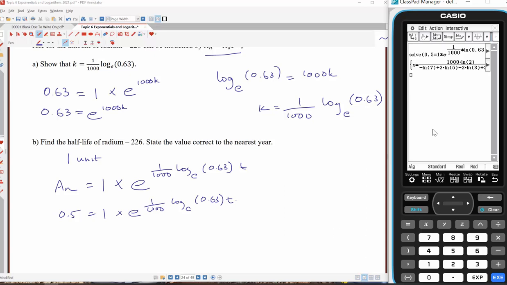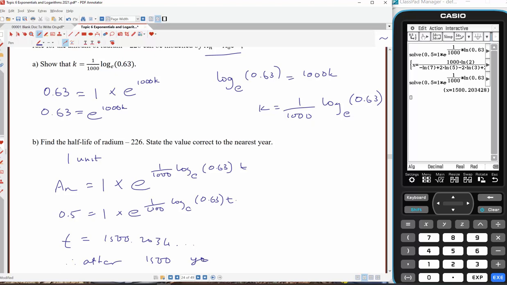All right, so we got that awful exact value, state it to the nearest year. Let's go to the nearest year, 1000, so we're going to say that t equals 1000.2034. Okay, therefore after 1,500 years, if we're going to the nearest year.